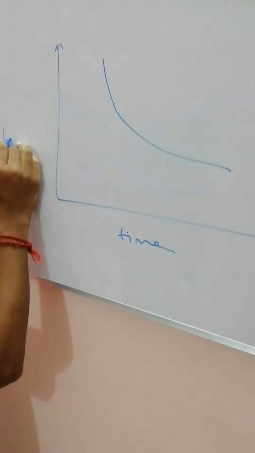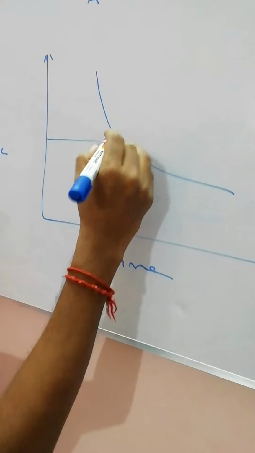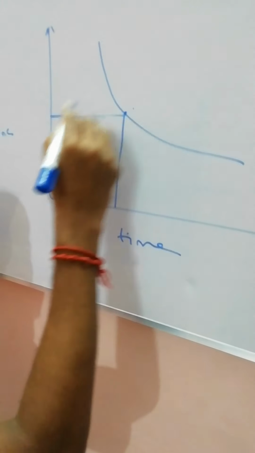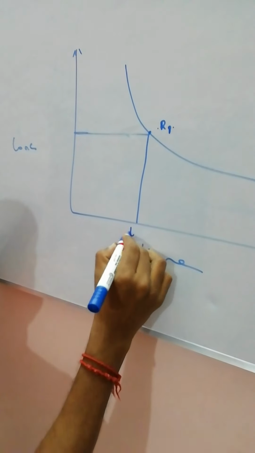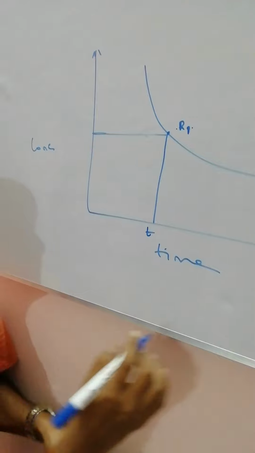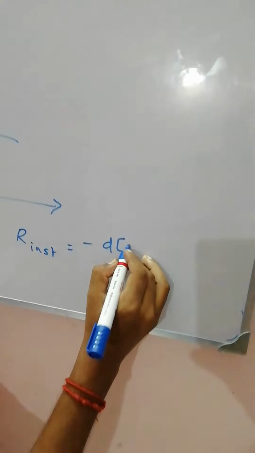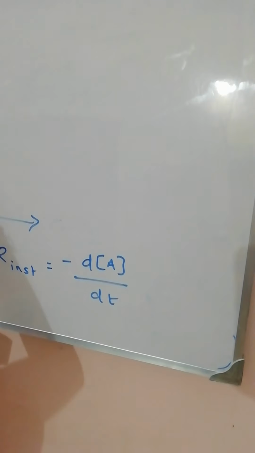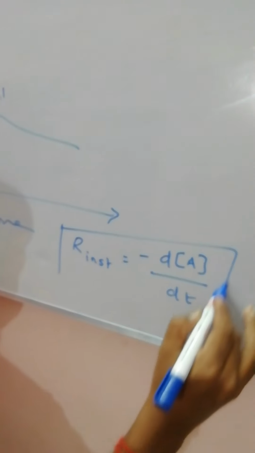Instantaneous rate, time, concentration. Instantaneous means it is at a particular point. This is the instantaneous rate with respect to time. Instantaneous rate equals minus dA by dt. So that small change of concentration at a particular instant is called the instantaneous rate equation.